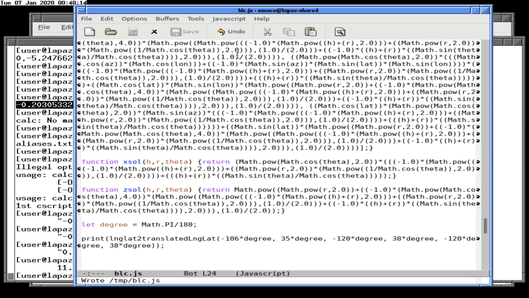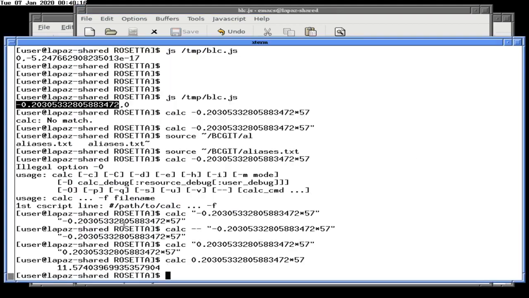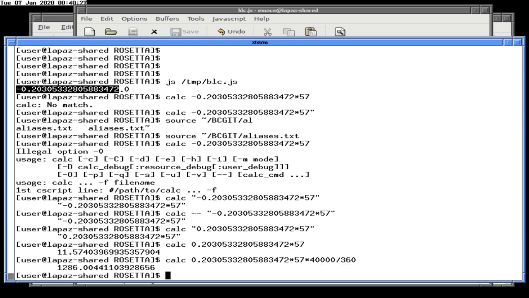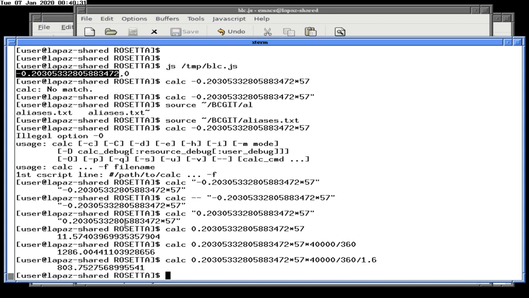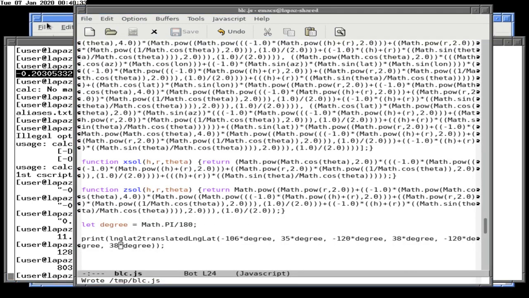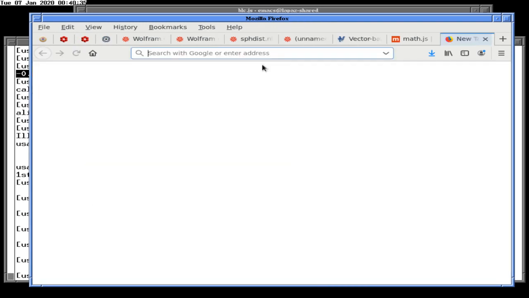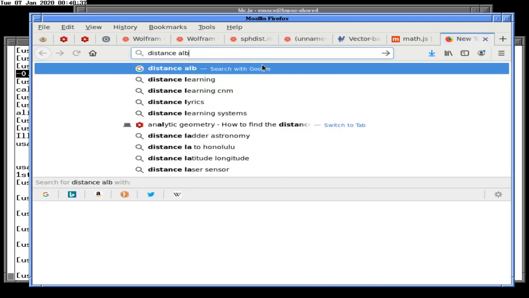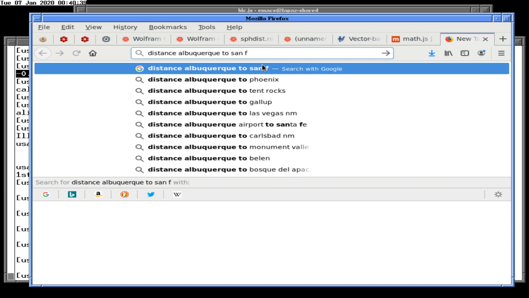And I think that's about right, actually, but let's make sure. So that's 11 degrees around the world. That's 40,000 kilometers for 360. And that actually is correct. There's about 1,286 kilometers or 803 miles between Albuquerque and San Francisco. Let's make sure, though. And those aren't, of course, exact coordinates either, but fill it in for me.